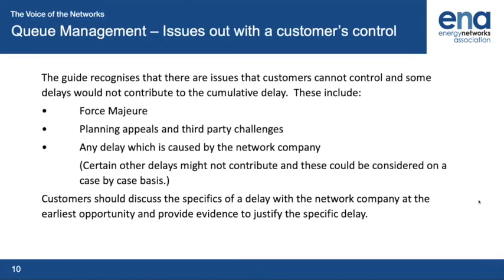Then what we've said is that rather than try and write a really prescriptive list of everything we could think of, we thought, give some ideas so people think, right, I understand what outside the control means, and then you have the chance to come and discuss the specific details of the delay with the relevant network company and provide reasonable evidence to justify that specific delay. So you might have a letter from the plant manufacturer saying it's going to be 4 months delayed, but at least you've got some sort of evidence. You get what I mean? So I think we'll go to slide 11, John, and then I pass back to you.